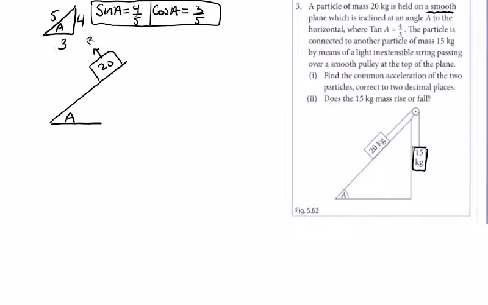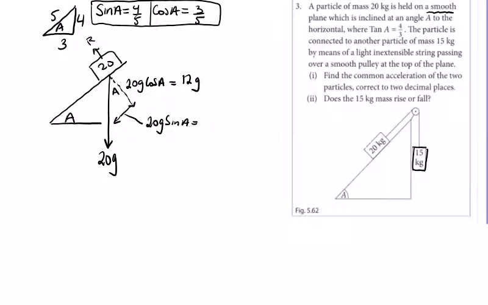I have my reaction. Don't need it in this case, but I have mg coming down this way, so I have 20g. In this direction, I have two different forces and my angle A. Along here I have 20g cos A, and 20g cos A is going to be 12g. And then in this direction here, I'm going to have 20g sine A. That's going to be 16g. So we have our string going this way.